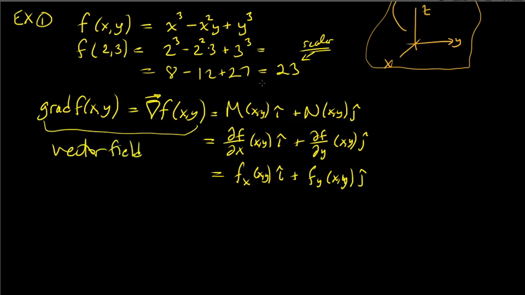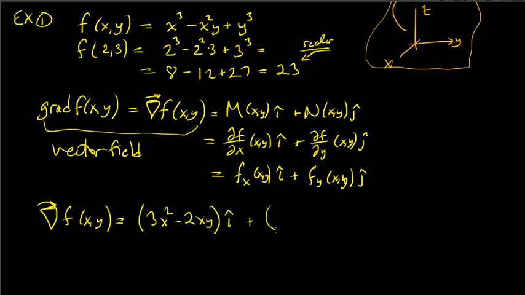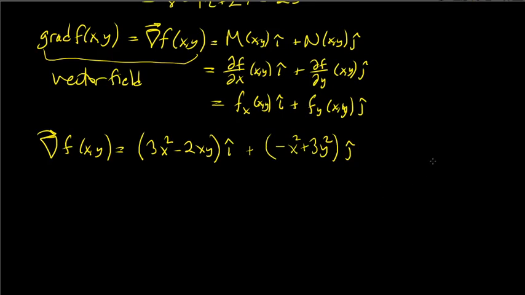And so what is it for this particular example here? What is the gradient of this function up here? Again, you should be able to do that in your head by now. So your x component will be the partial with respect to x, so it'll be 3x squared minus 2xy. So that's your m. And then your n will be the partial with respect to y. So negative x squared plus 3y squared times j. So this is your m, this is your n. It is a vector field.